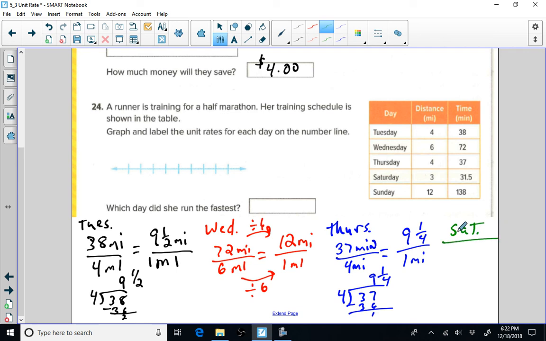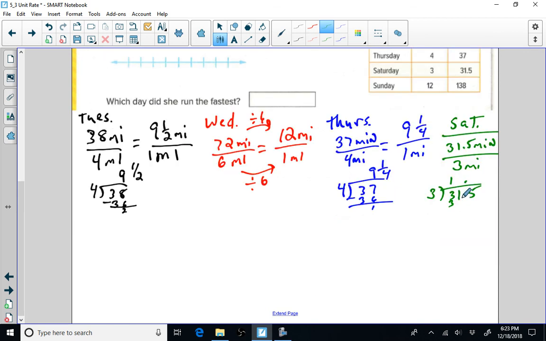For Saturday, we have 31.5 minutes for 3 miles. We divide 3 into 31.5. 3 times 1 is 3. Subtract, we get 0, bring down the 1. That's a 0. Bring down the 5. So that's 10.5. The unit rate here for Saturday would be 10.5 minutes for every mile.